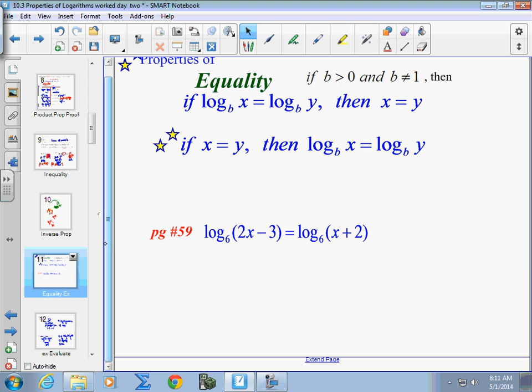All right. So this problem number 59 says log base 6 of 2x minus 3 is equal to log base 6 of x plus 2. The equality property says because these are equal, just make these equal. 2x minus 3 is equal to x plus 2. So it's a fairly simple problem to solve. If you subtract x on both sides and add 3, you get x is equal to 5. That's easy.